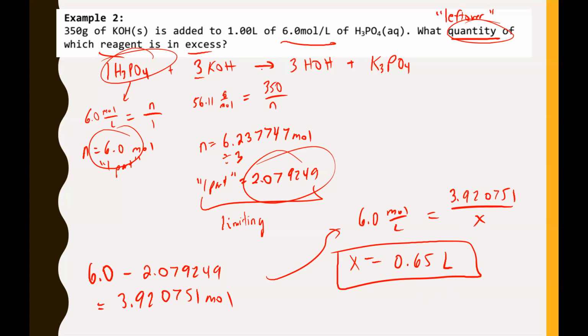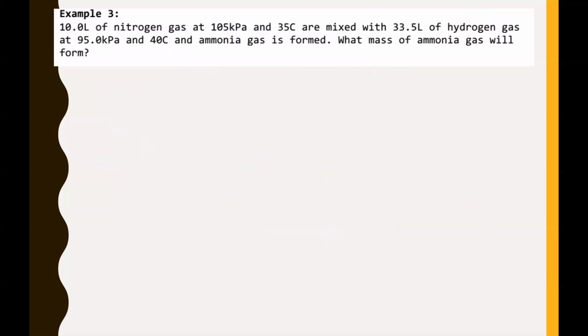Okay? Hopefully that makes some sense. We'll do a few more examples here real quick. I don't want to use up too much of your time. 10 liters of nitrogen gas at blah, blah, blah. You can read the whole thing. It's going to be an ideal gas law question, clearly, because we got all these pressures and temperatures.